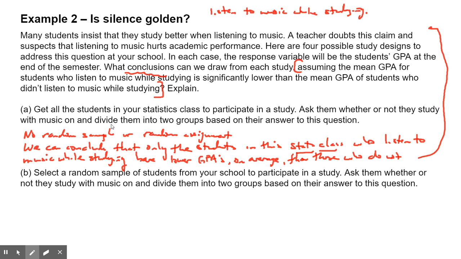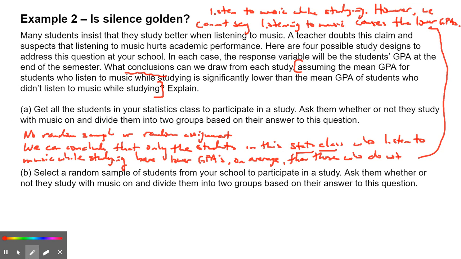All right, then the random assignment part and the no cause and effect. However, we cannot say listening to music causes the lower GPAs. Okay, sorry about that. So that's the whole cause and effect, and the fact that we cannot say, however, we cannot say listening to music causes the lower GPAs.